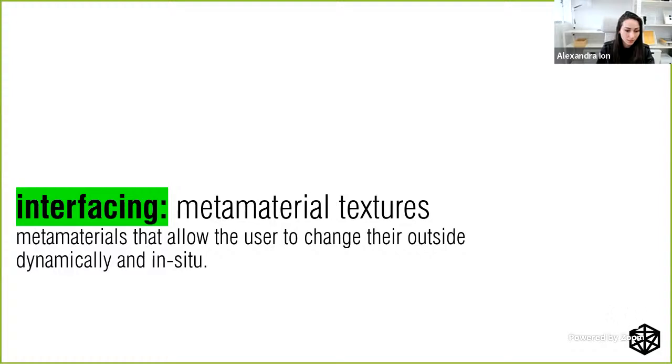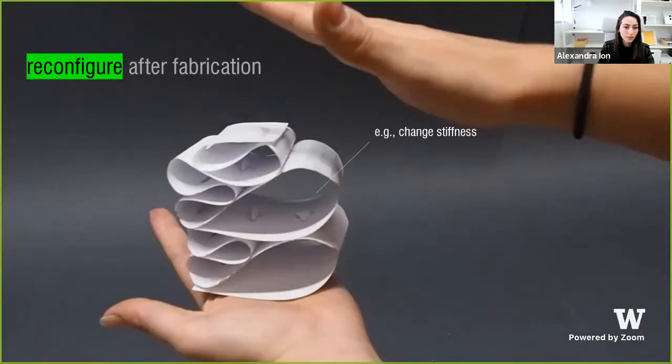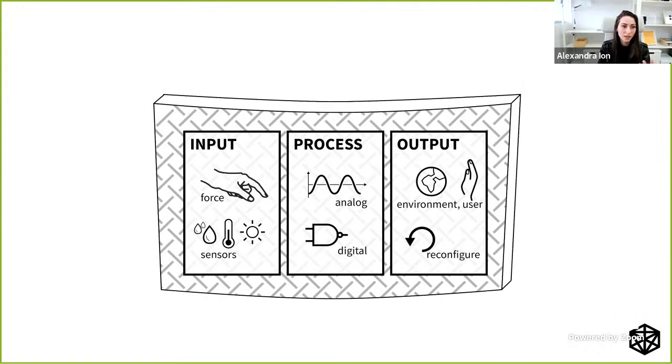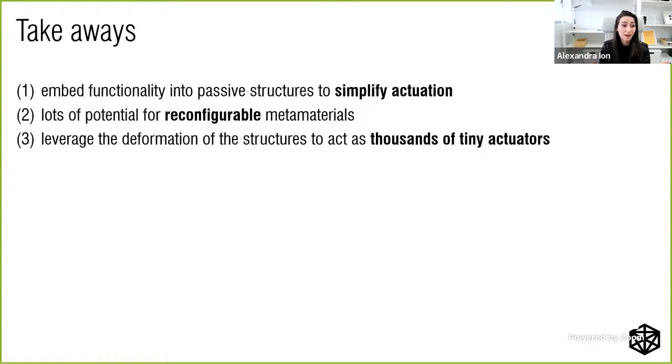So I want to skip to the conclusion, because we've seen some of these things in my preview. But essentially, what I want to get at is that we really have this unique opportunity to create materials that can do very complex things, receive input, process that input to create output and configure themselves, for example, so really the material can be the device. Main takeaways would be, one is we can embed functionality into passive structures to simplify the actuation.